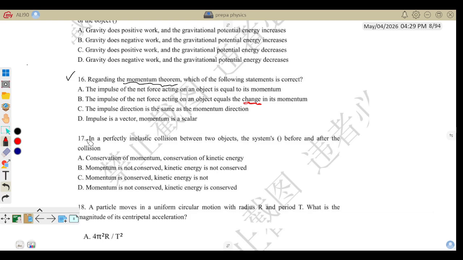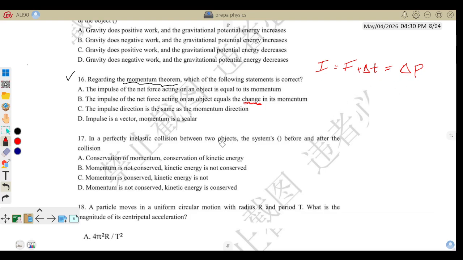So if we want to answer this question, we just need to know the momentum theorem. It says that the impulse, which is the net force times a certain time, would be equal to the change in momentum. This is another formula of Newton's second law actually.